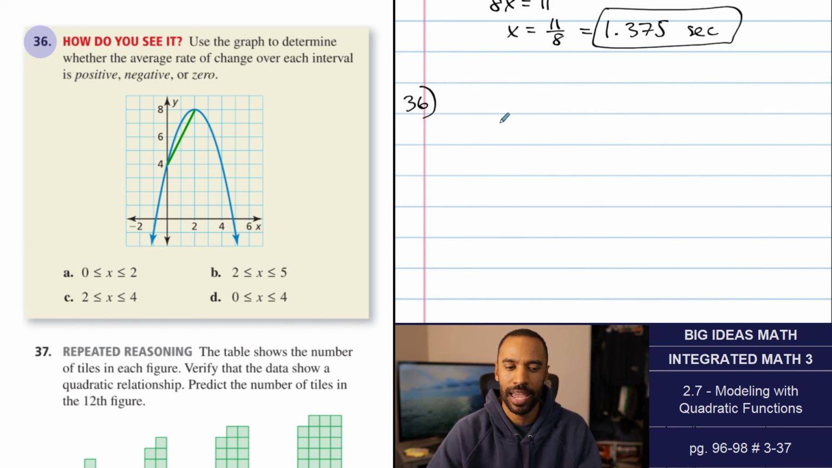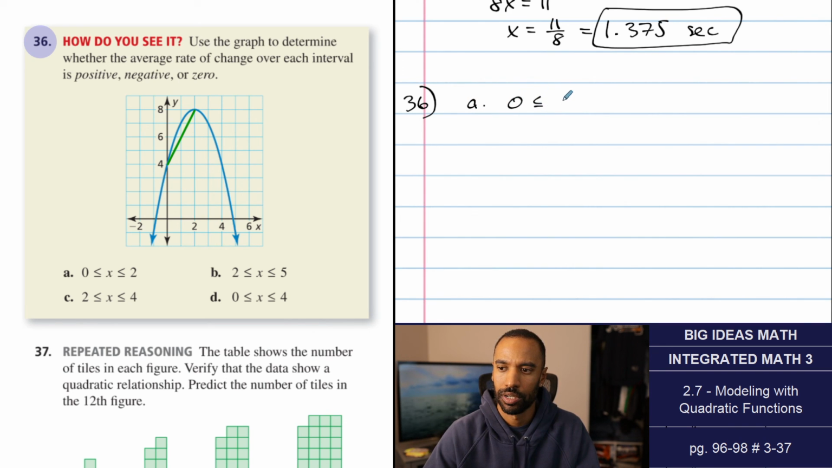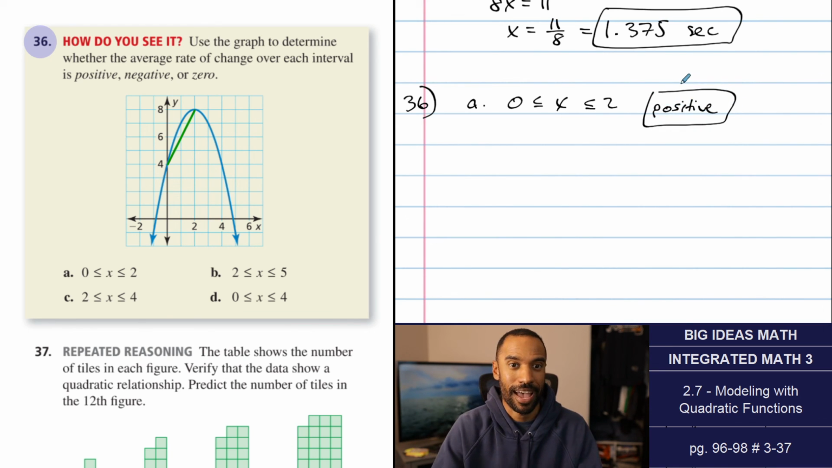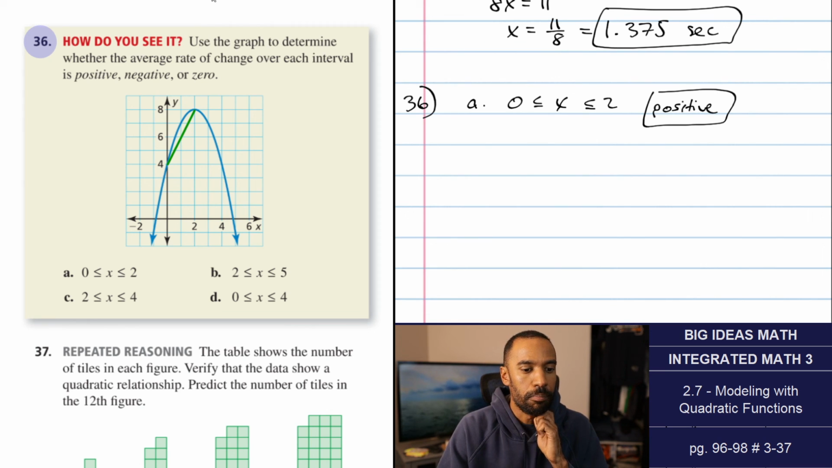So for part A, from 0 to 2, that is a positive slope. I'm speaking my northern accent. It's a positive slope. All right, B, from 2 to 5.